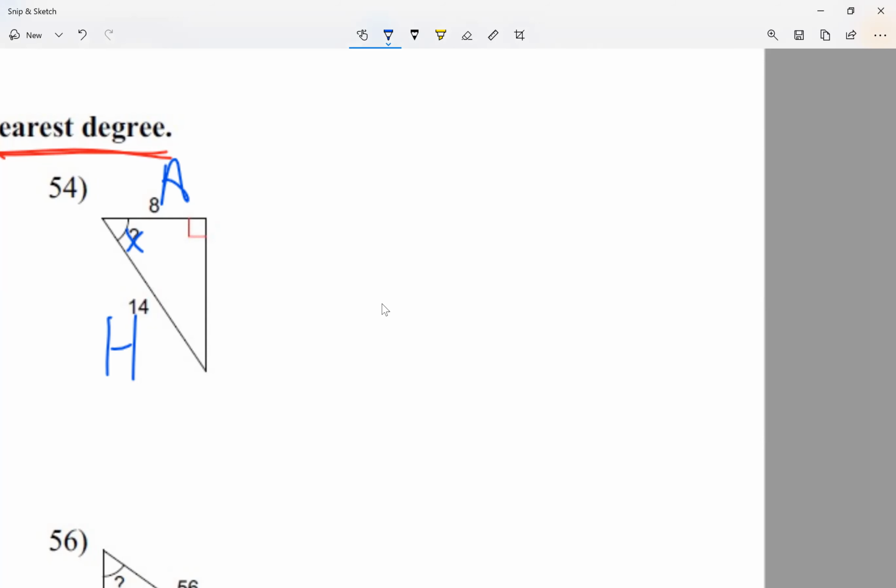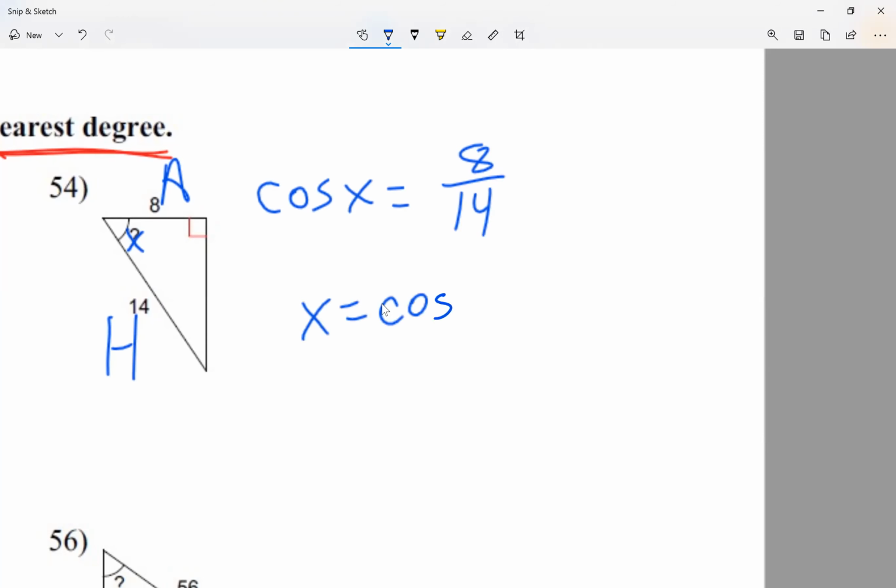Okay, now coming back to number 54. I have adjacent and hypotenuse. So therefore, I'm going to use cosine. I'm going to say cosine of x is equal to 8 over 14. So to get x by itself, I'm going to move cosine to the other side as a cosine inverse of 8 over 14. So now let me go to my calculator.